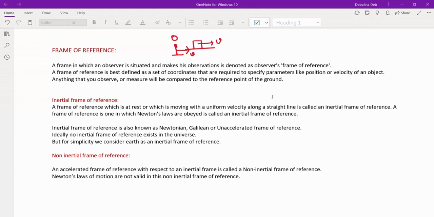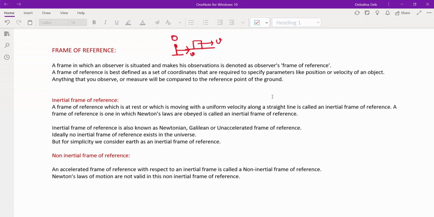So the frame of observer, where it is situated, from where the observer is making the observation or making the measurement, is denoted as frame of reference. So इसको कैसे डिफाइन करना है? इसको डिफाइन ऐसे करते हैं कि it is a set of coordinates which is required to specify parameters such as position, velocity, acceleration, etc.